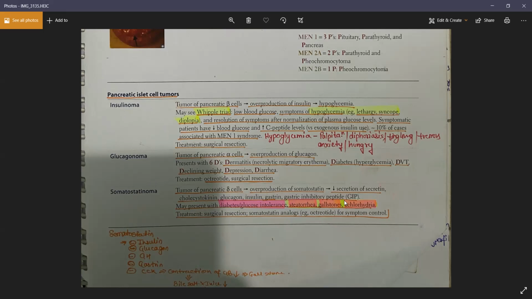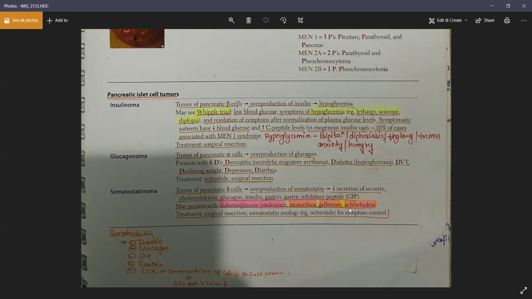You will get the gallstones. Why gallstones? Please speak one by one. Cholecystokinin inhibition. Yeah, exactly. The gallbladder will not contract. Yes, exactly. Somatostatin inhibits the cholecystokinin. So cholecystokinin won't be there to cause the contraction of the gallbladder. So you will get the gallstones.